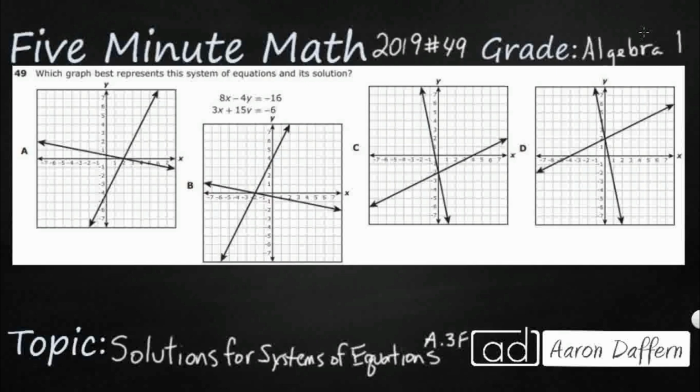So we've got 4 graphs. Each graph here has 2 different lines graphed on them. And we need to find which graph best represents the system of equations right here and its solution.